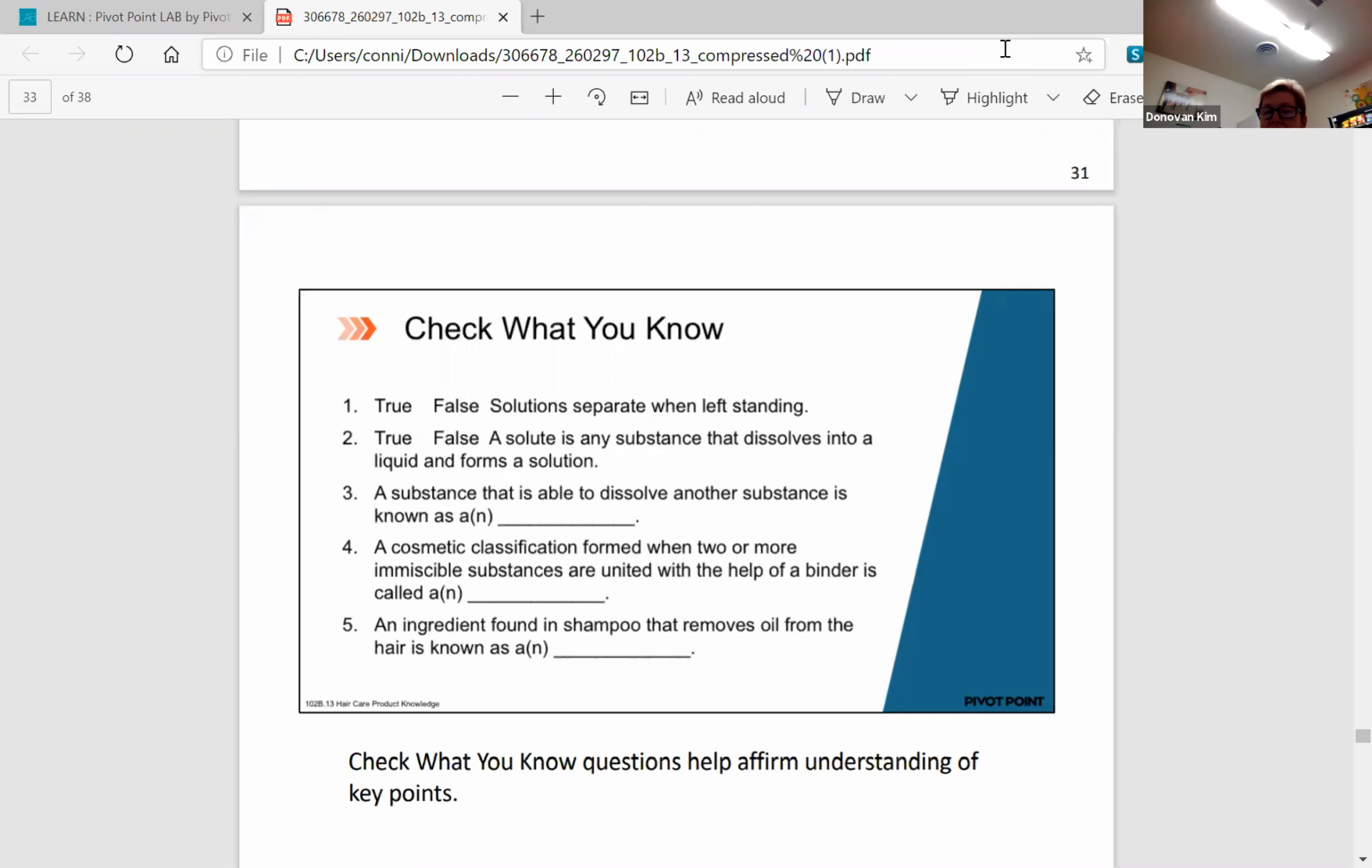Okay, number 5, an ingredient found in shampoo that removes oil from the hair is known as a. I want to say clarifying, but I'm not sure on that myself. Anyone want to guess on that?